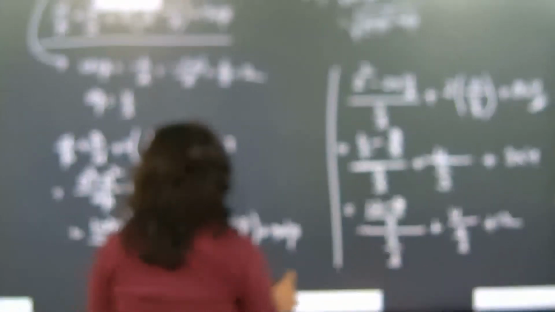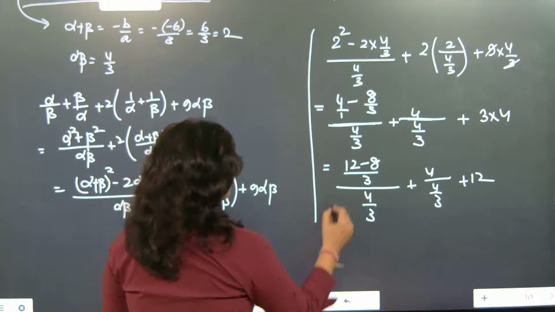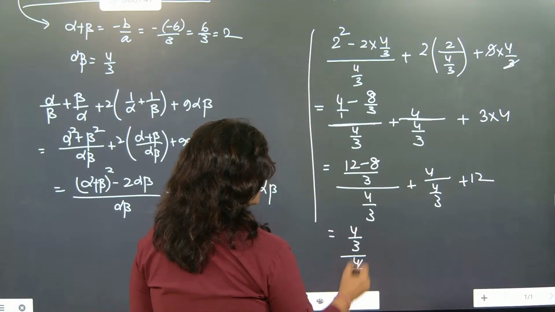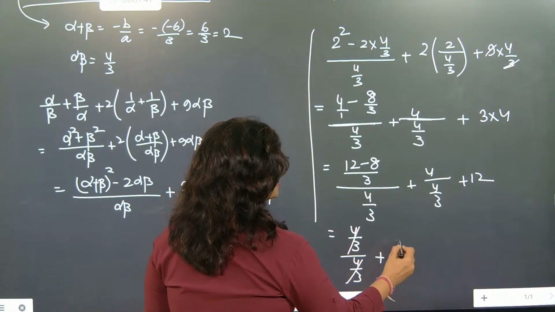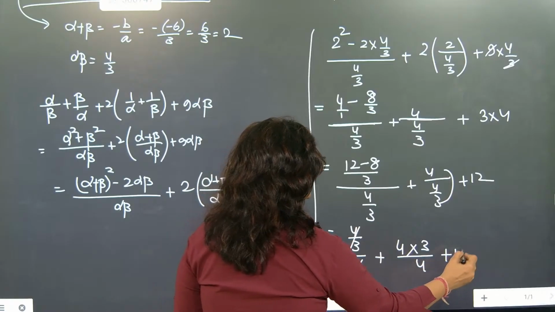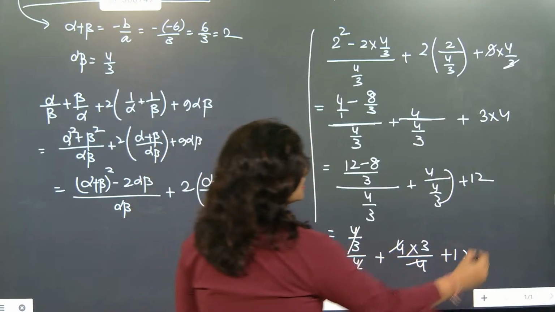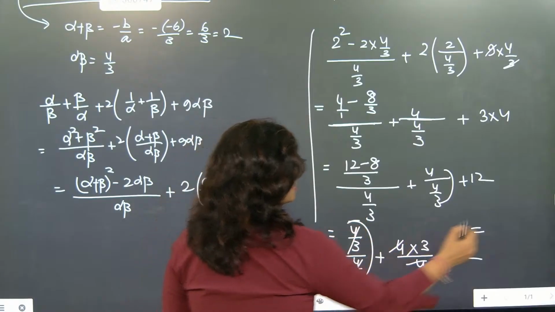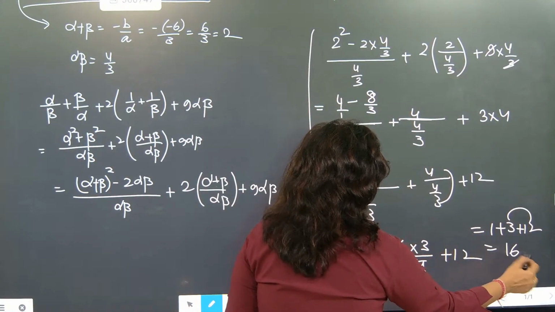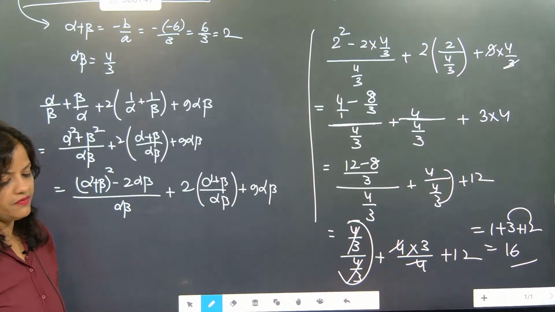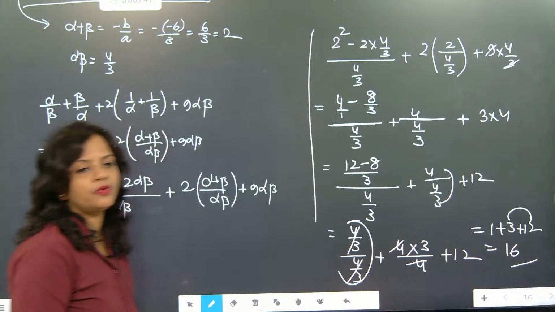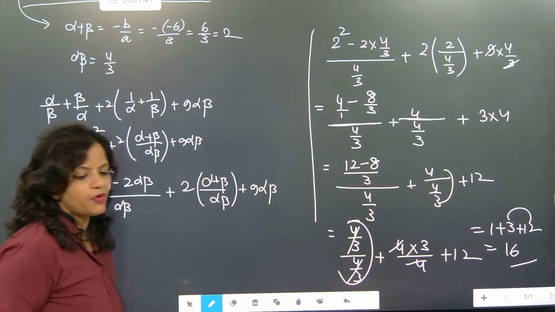Now only one small piece of work is left. Here it will become 4 by 3 by 4 by 3, cancel. No big one. Plus 4 into this, the 3 will go up: 3 by 4 plus 12. This and this will get cancelled. So what is it coming to? This will give you 1 plus 3 plus 12. So how much? 12 plus 3 is 15, plus 1 is 16. Story over. Naren, very good. So the answer is absolutely correct. I hope everybody understood how to attempt these types of questions.